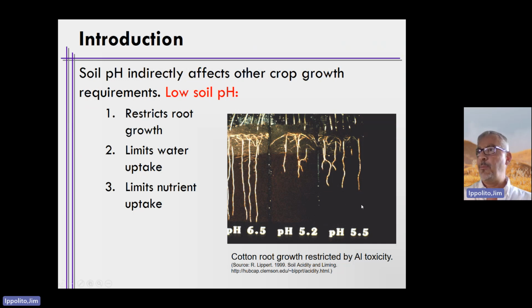So for example, in this picture on the right-hand side is cotton growing at pH 6.5, and the main root is going rather deep into the soil profile, while at pH 5.2 and 5.5, the roots are stunted, they're certainly shorter, and they actually look a little browner in some locations as compared to, quote, normal roots. And that's because at these low pH values, aluminum is likely toxic and killing the apical meristem of the root itself. And you get this club root, and the root system simply cannot explore the soil enough to find water and nutrients.